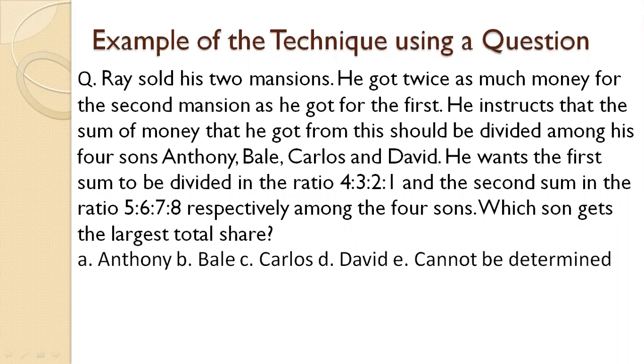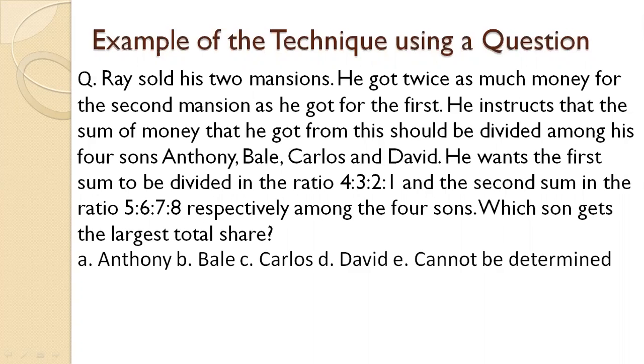Ray sold his 2 mansions. He got twice as much money for the second mansion as he got for the first. He instructs that the sum of money that he got from the sale of these mansions should be divided among his 4 sons, Anthony, Bale, Carlos, and David.